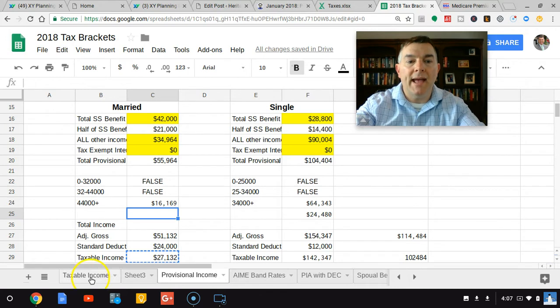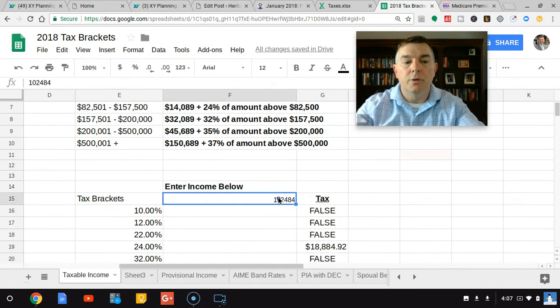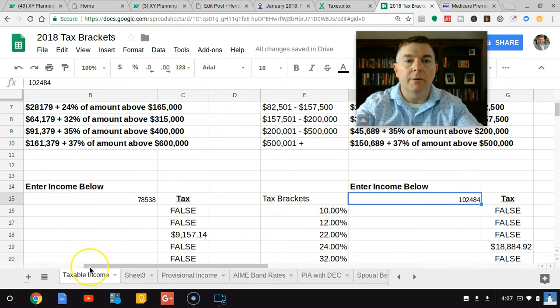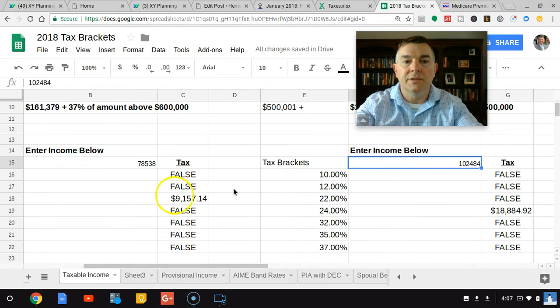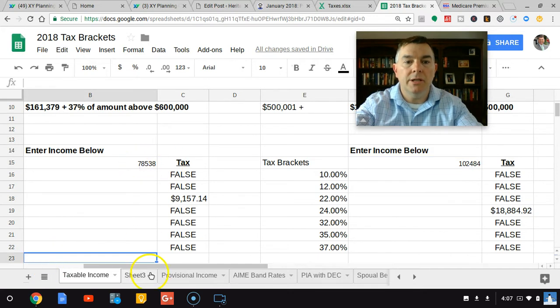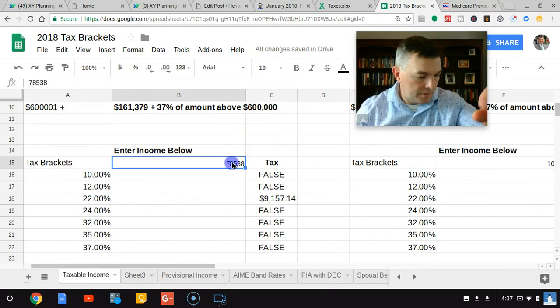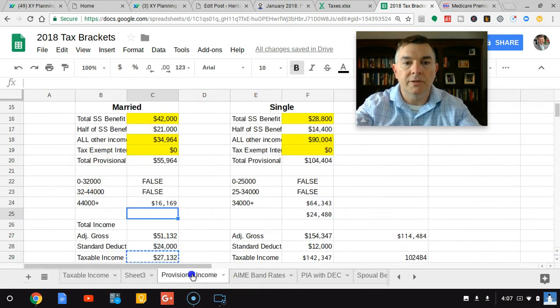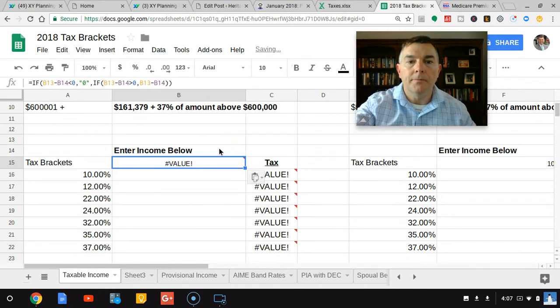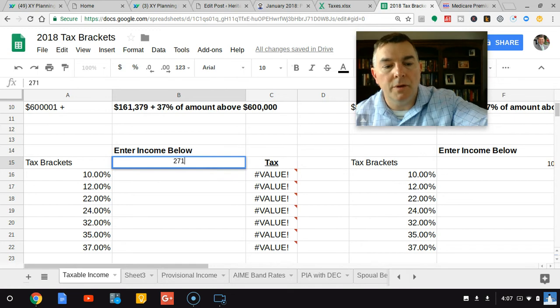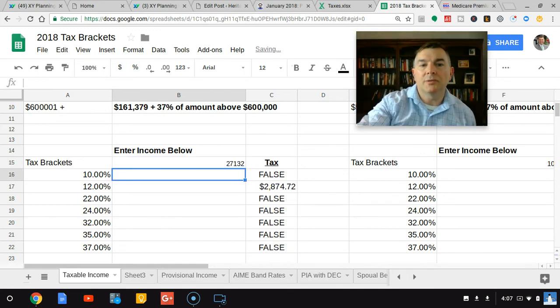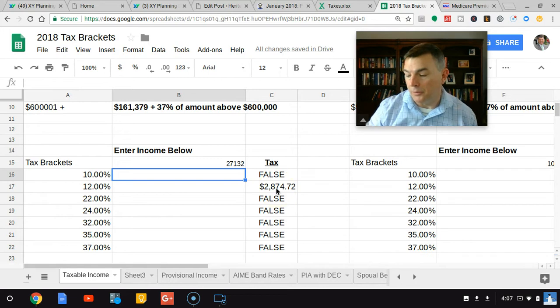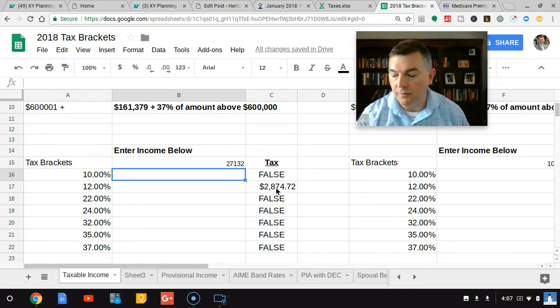We go to my taxable income calculator here. We put that in. We got to go over to married because these are married filing jointly. Yep, that's a single. So we come over to my trusty old calculator here. We're messing up. It's 27,132. That's right, 27,132, excuse me. So we put 27,132 here. And we get a tax amount of $2,874. So I'm going to write that down, $2,874.